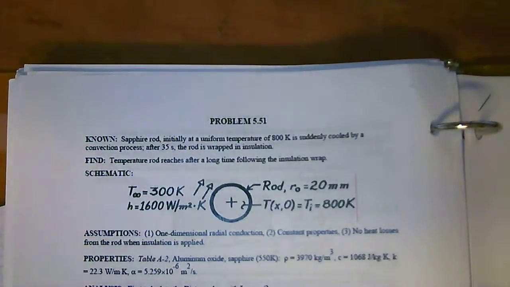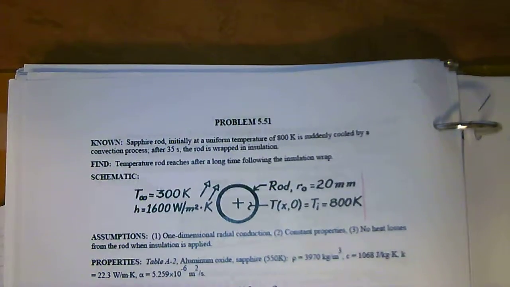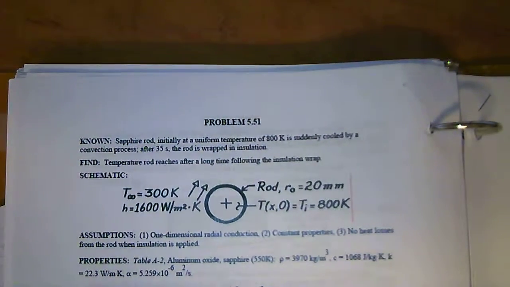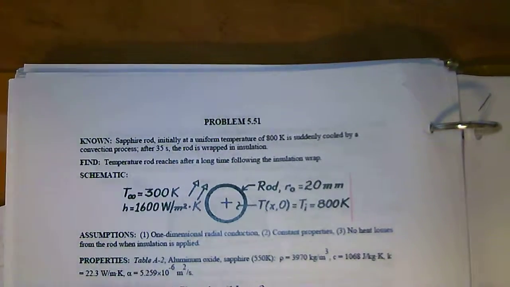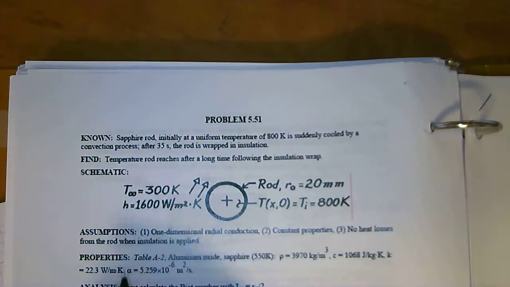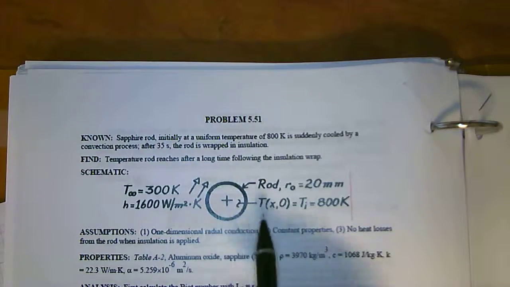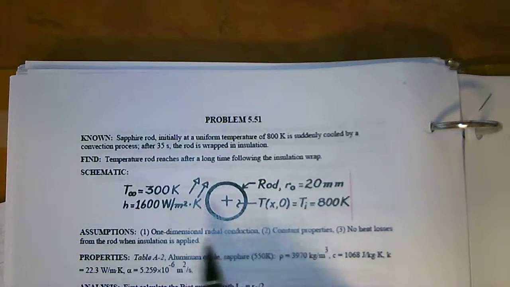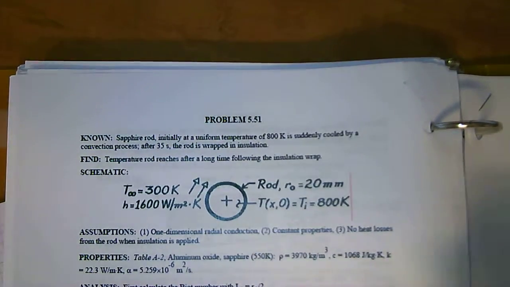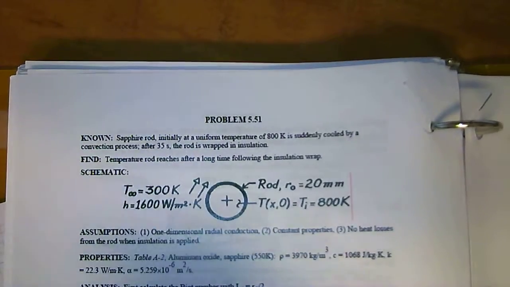Hello everybody and welcome to ES403 heat transfer. In this example we're going to do an alternative to the lumped capacitance method, which is going to take us clear through energy balance in order to find what the temperature of this sapphire rod is after it's been rapidly cooled and then had insulation wrapped around it.